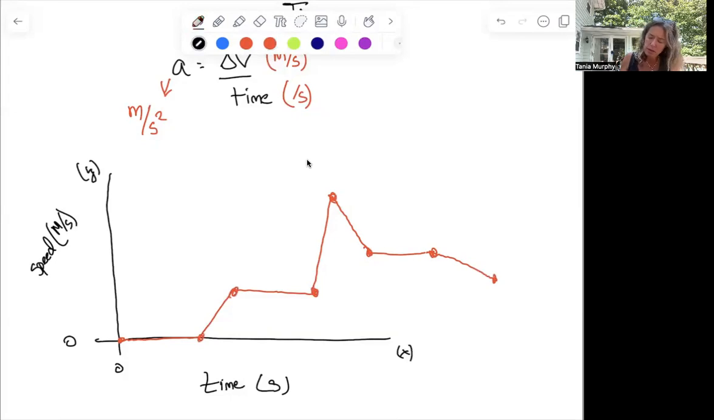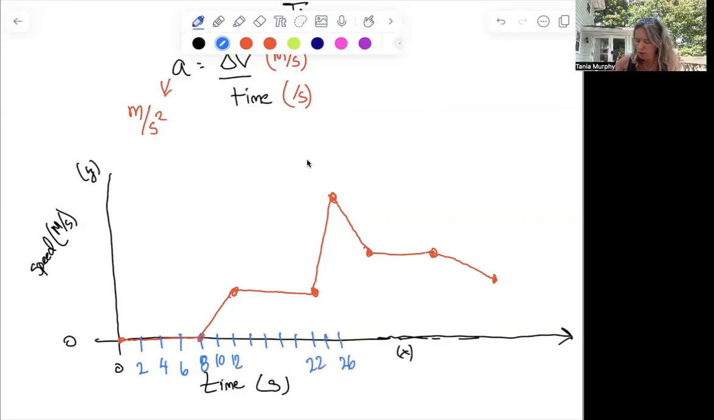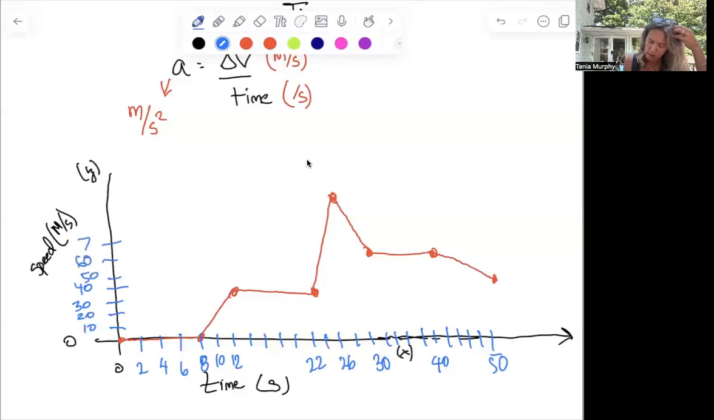I'm going to extend this x-axis. I'll actually put some numbers on here: 2, 4, 6, 8, 10, 12, and so on up to 50. And on the y-axis I'll go 10, 20, 30, 40, 50, 60, 70, 80. Notice I'm not really worrying too much about exactness.